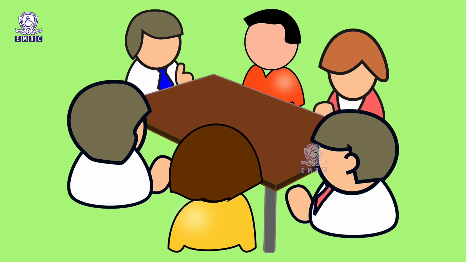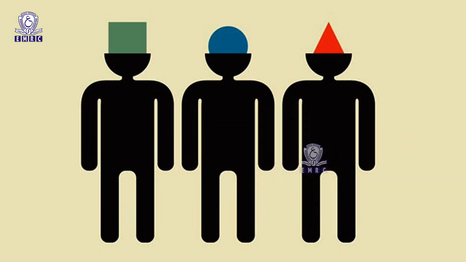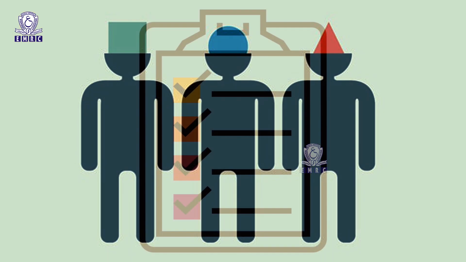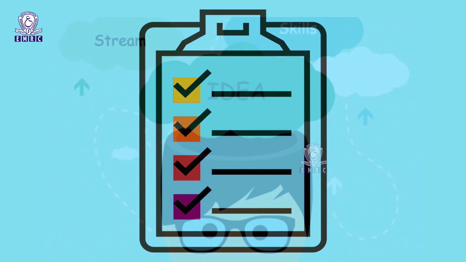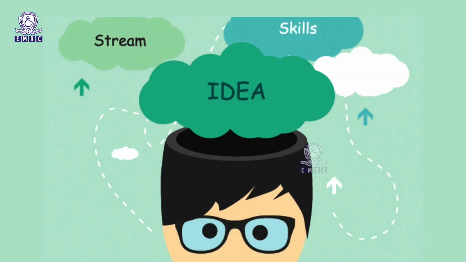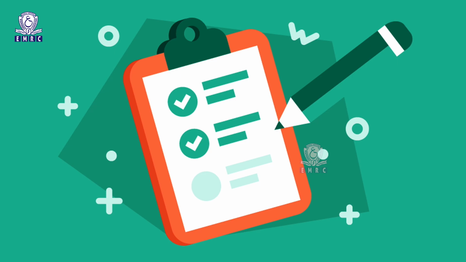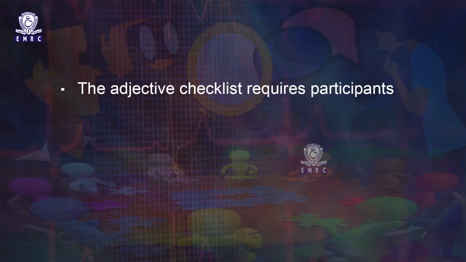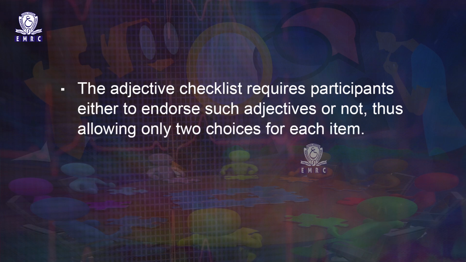Remember that some attitudes may be indirectly observed. One format common in personality measurement is the adjective checklist (Gough, 1960). With this method, the participant receives a long list of adjectives and indicates whether each one is characteristic of himself or herself. An adjective checklist can be used for describing either oneself or someone else. It requires participants either to endorse such adjectives or not, thus allowing only 2 choices for each item.